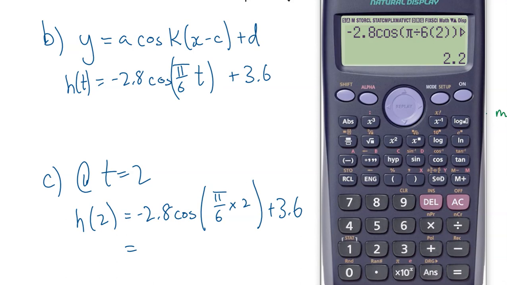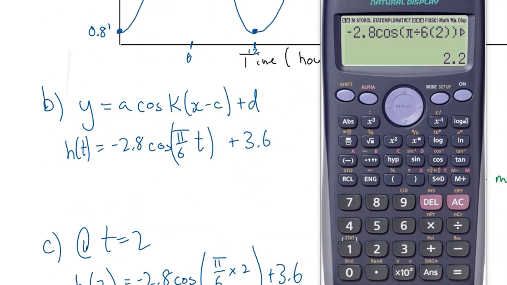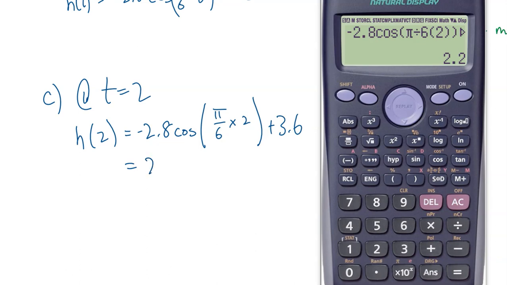What did you get? Who did it? 2.2? I got 2.2 as well. I like to look up and I decide, like, does that make sense? Does that, 2 hours, I mean, my graph doesn't have a scale or anything, but 2 hours after would be somewhere around there. Yeah, sure. I think that's reasonable that that's 2.2. So 2.2 feet.